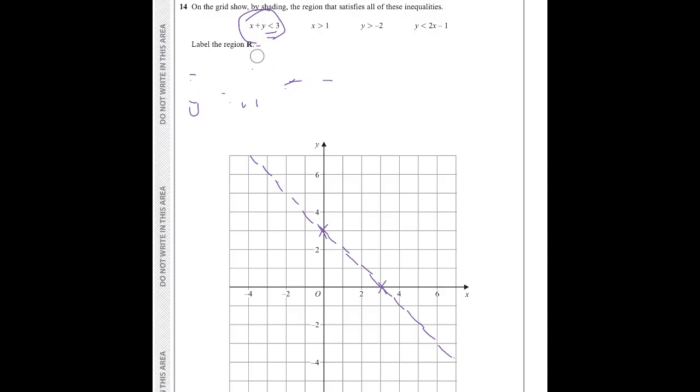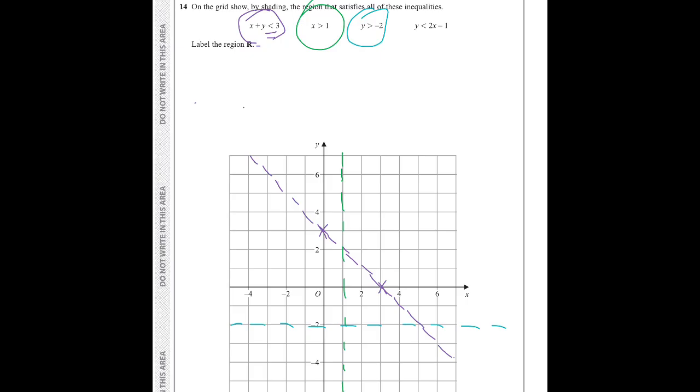Moving on. Next line is x equals 1. Now this is the line where all the x coordinates are 1, so it's a vertical line, again dotted down here, because anywhere on that line that you pick, the x coordinate will be 1. Next up, y is greater than -2, so same thing, but just with y being -2 this time.